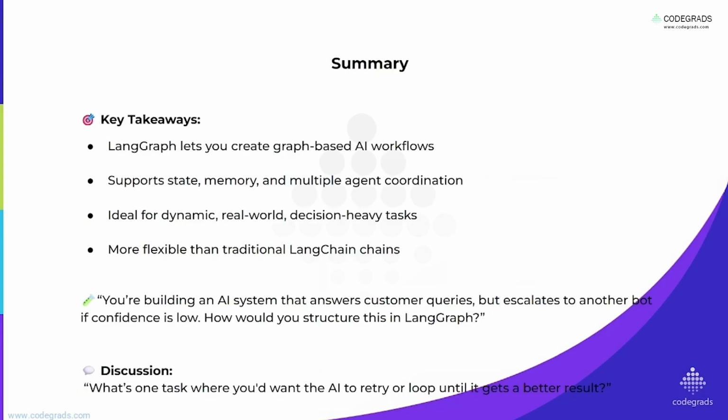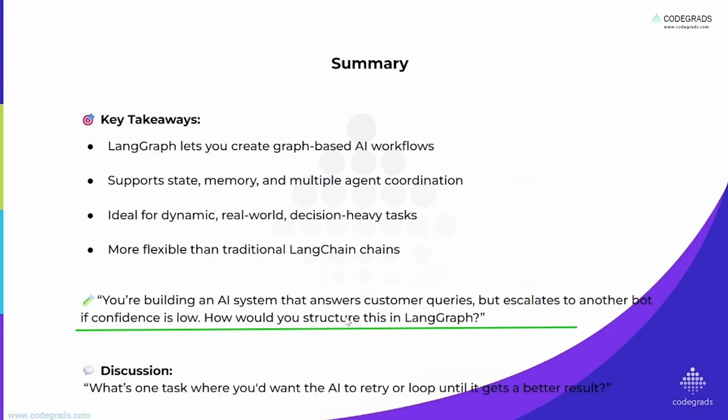Now regarding the summary, what we have learned up till now is that LangGraph lets you create a graph-based AI workflow, and it supports state, memory, and multiple agent coordination. It is ideal for dynamic as well as real-world decision-heavy tasks, and it is more flexible than traditional LangChain chains. These are the key takeaways from the previous slide.